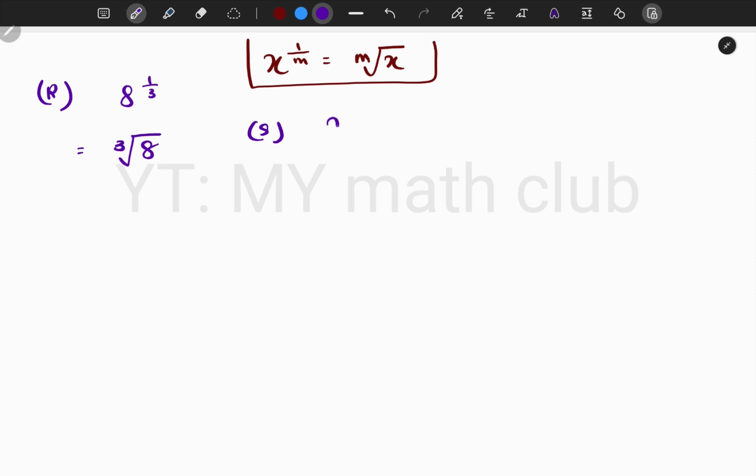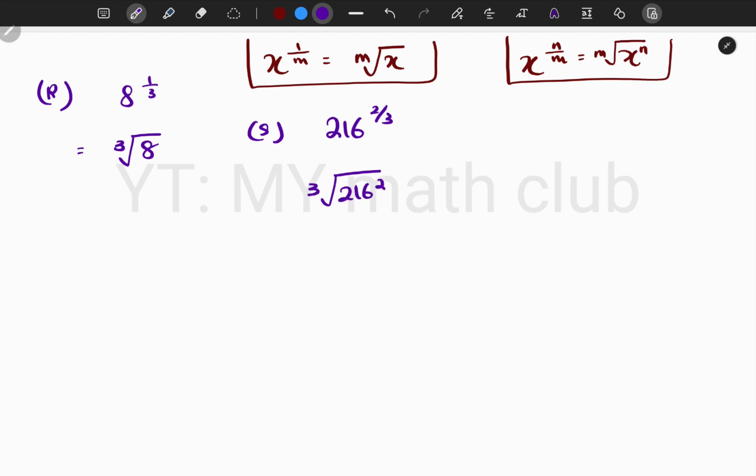Question S. 216 to the power of 2 over 3. In this case, the numerator is not 1. But how we're going to work around this is very simple, because we're just going to use the numerator as the power of the base number and the denominator will be the root. So it will still be a cube root, but it will be the cube root of 216 squared.